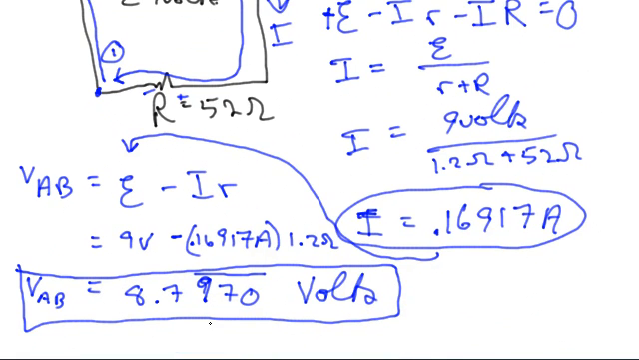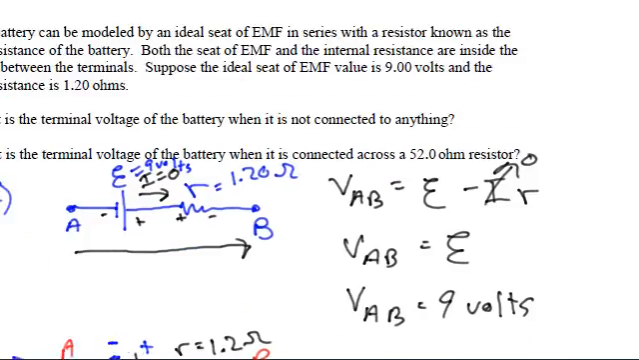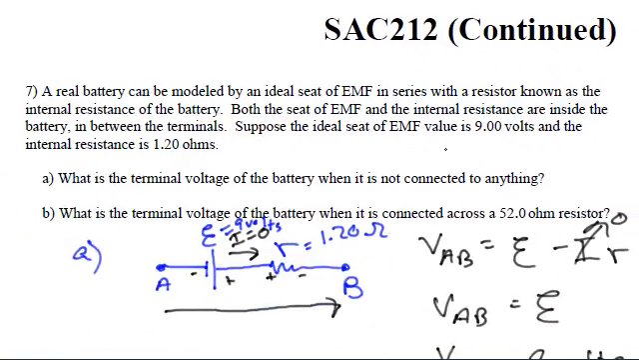And that is the terminal voltage for the battery, which I expected to be a little bit less than the open circuit terminal voltage, which was 9 volts, which is the voltage across the ideal seat of EMF. And that's enough for this video, in which I solved SAC 212 problem number 7.